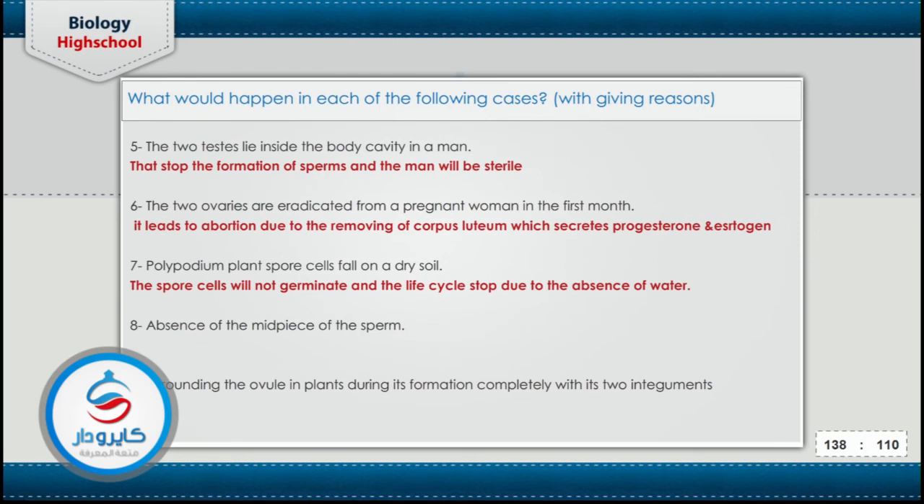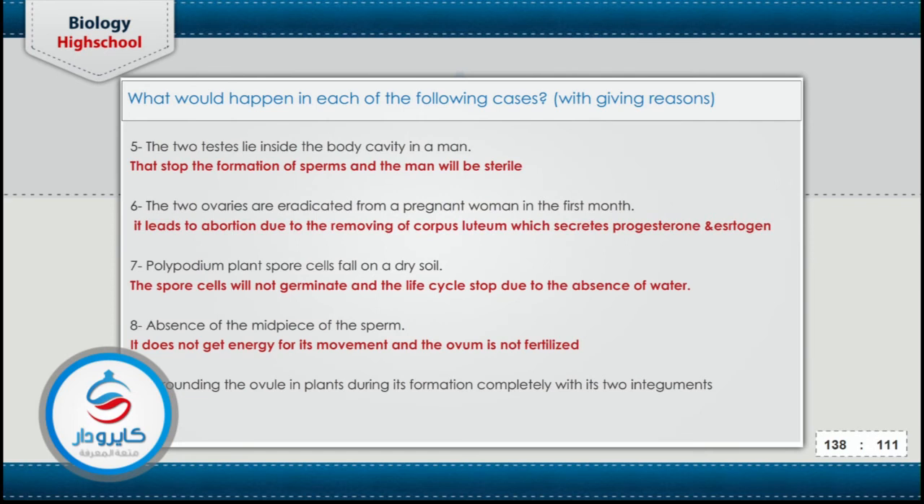So no formation of the midpiece, or absence of mitochondria, means the absence of energy. So the sperm can't move to reach the ovum. So no fertilization of this sperm takes place. The next point.